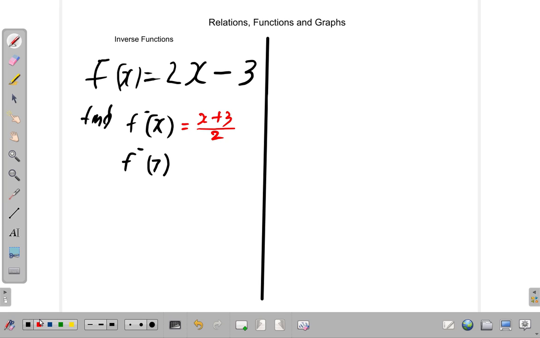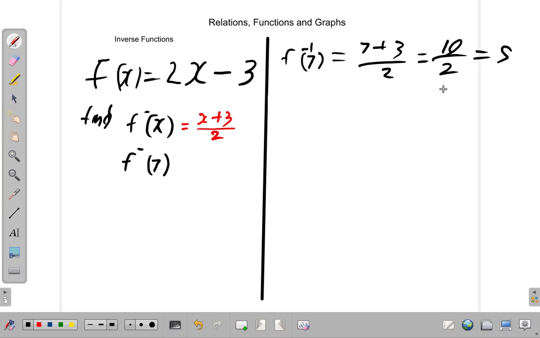So now that we have our inverse, and we know that f inverse of x is equal to (x plus 3) over 2, let's find f inverse of 7. Let's get rid of the x because it's not f inverse of x anymore. It's 7 that we should use. Replace x with 7: (7 plus 3) over 2, which is 10 over 2, which is 5. So our f inverse of 7 is 5.